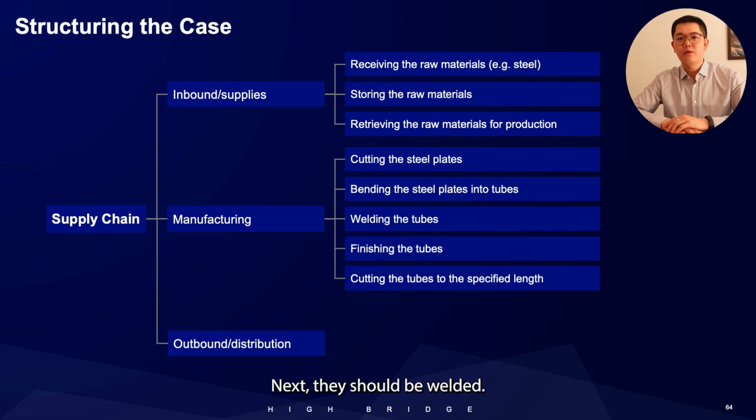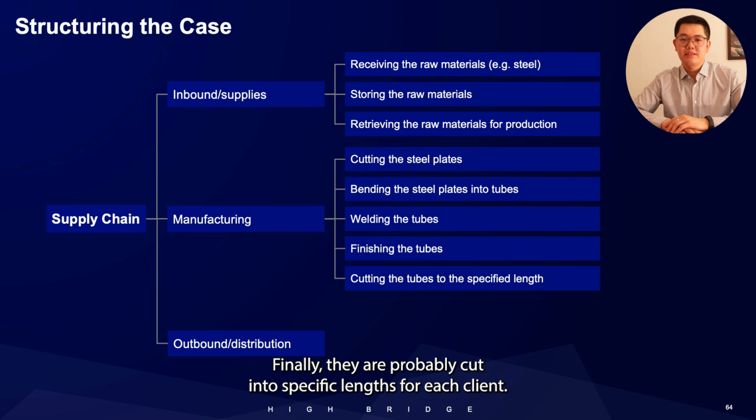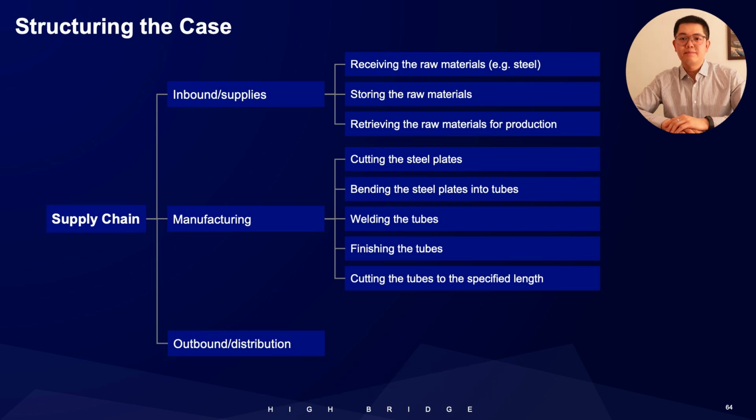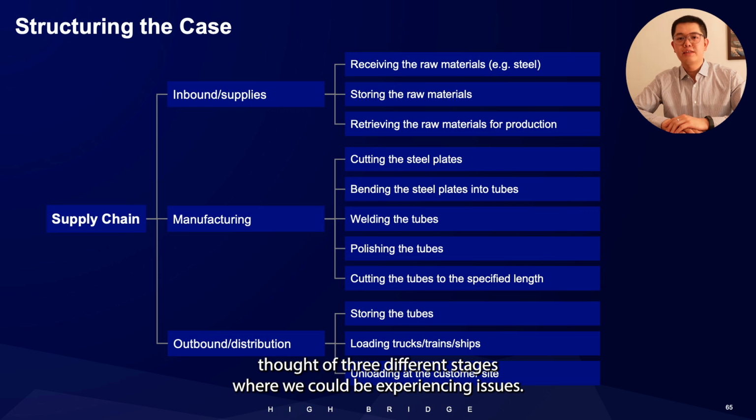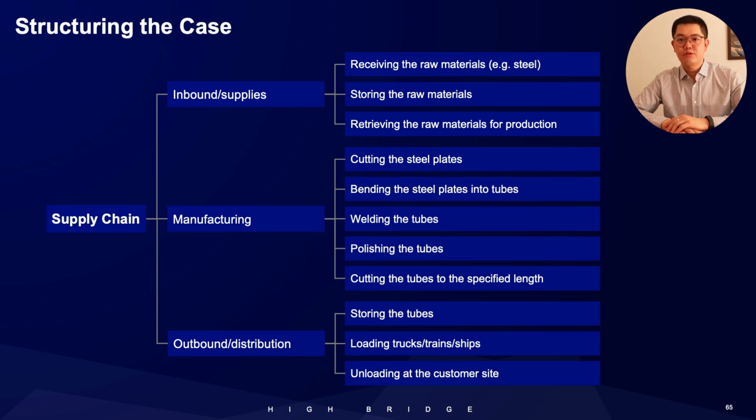Next, they should be welded. Then they are finished, maybe there is some polishing of sorts. Finally, they are probably cut into specific lengths for each client. Lastly, in distribution, I thought of 3 different stages where we could be experiencing issues.